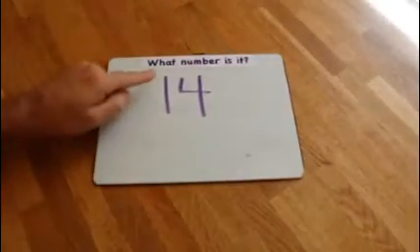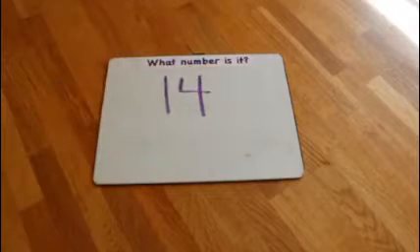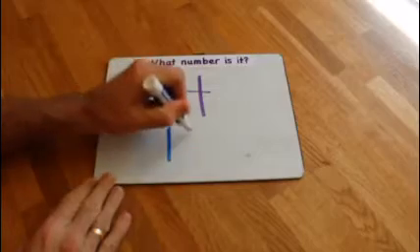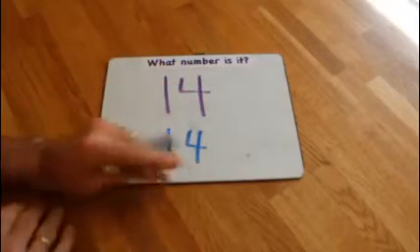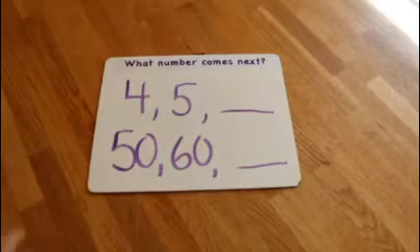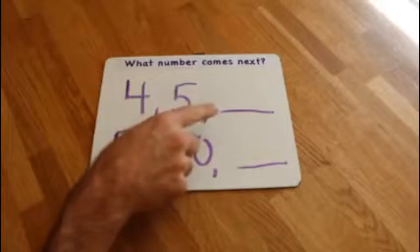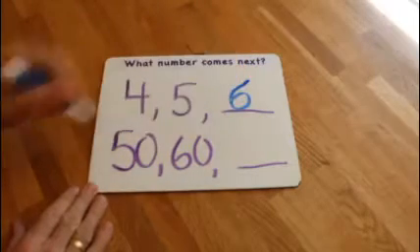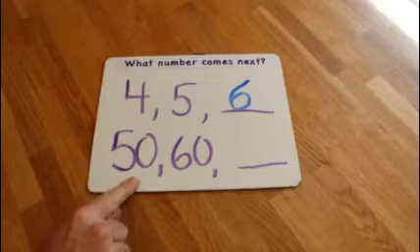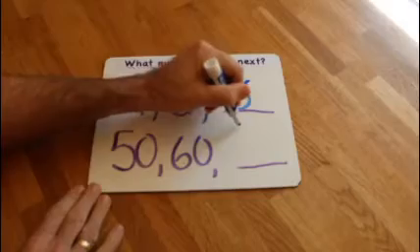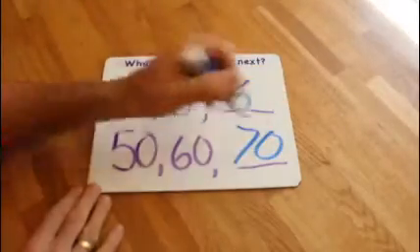Read along with me. What number is it? How do I write a 14? 1 for the 10, 4 for the ones, 14. What number comes next? 4, 5, 6. How do you write a 6? Down to a loop, 6 rolls a hoop. 50, 60, 70. How do you write a 70? 7 for the 10s, 0 for the 1s. 70.